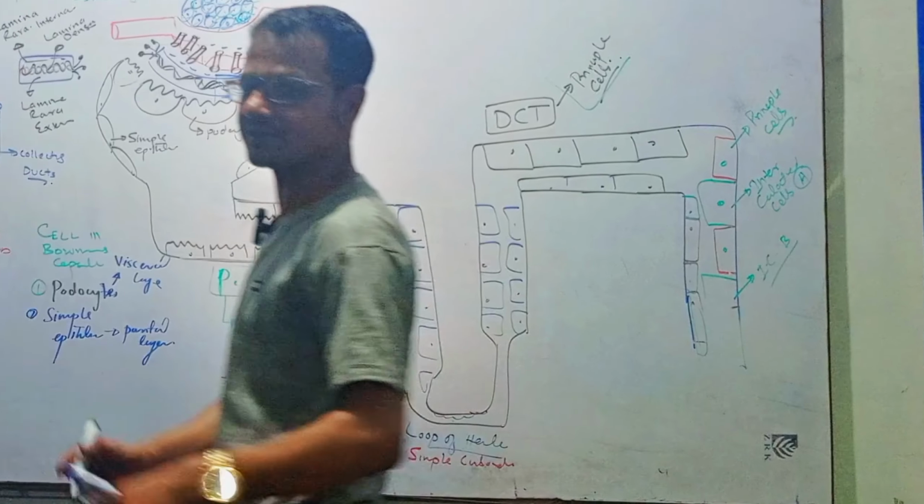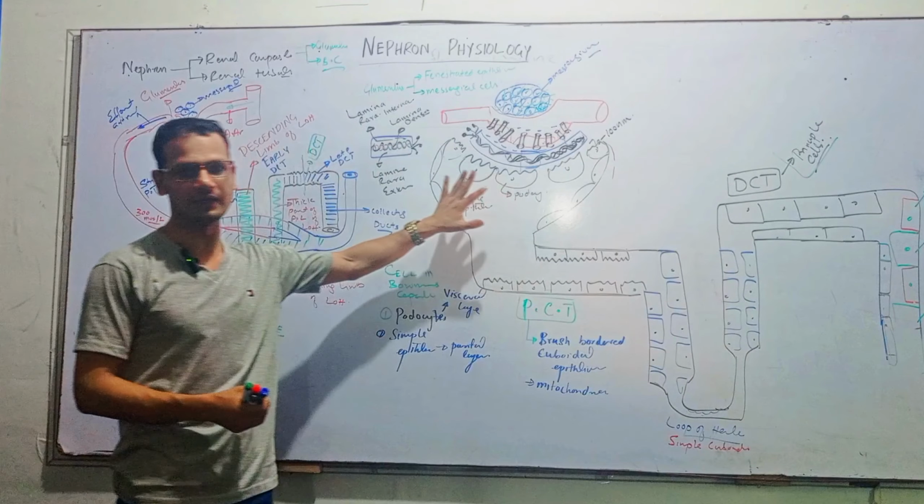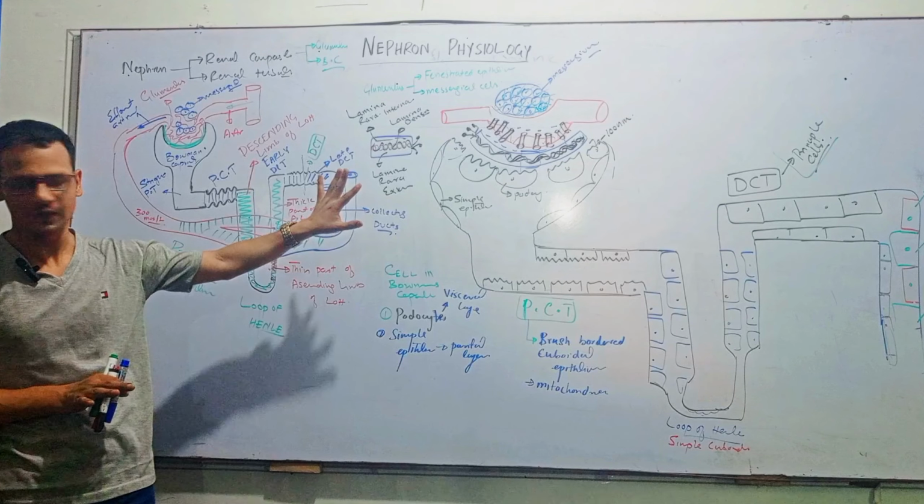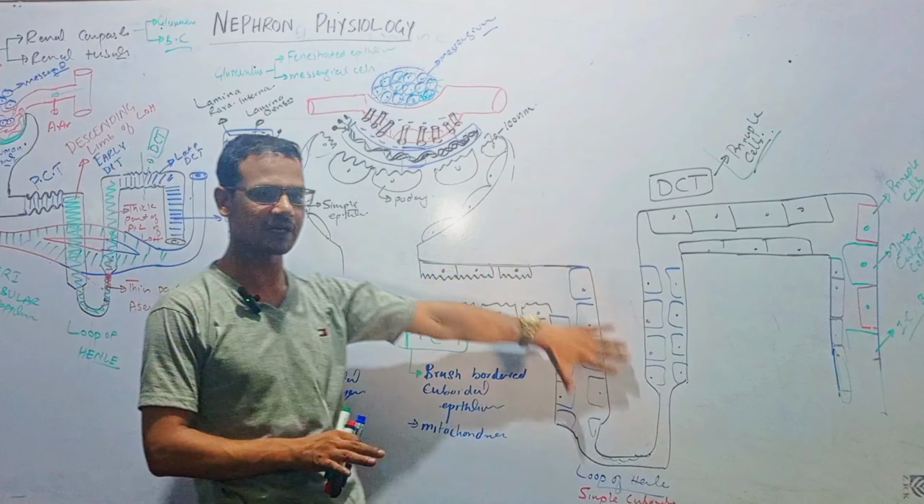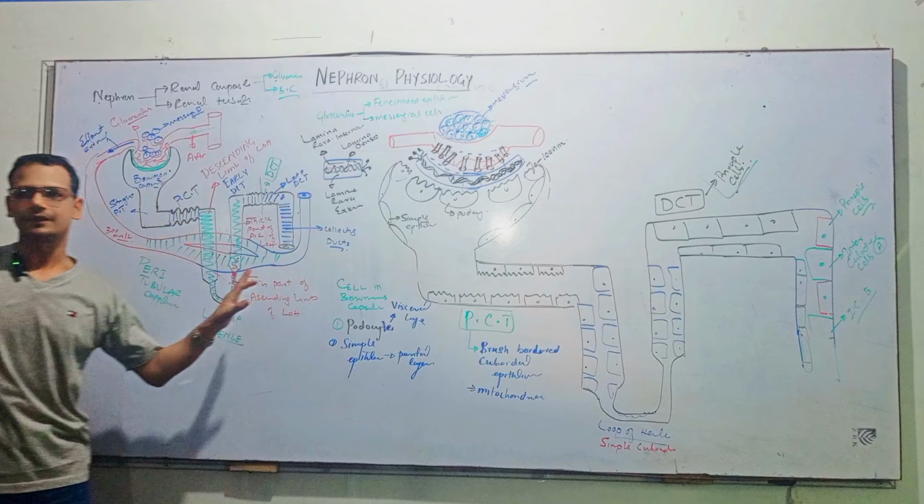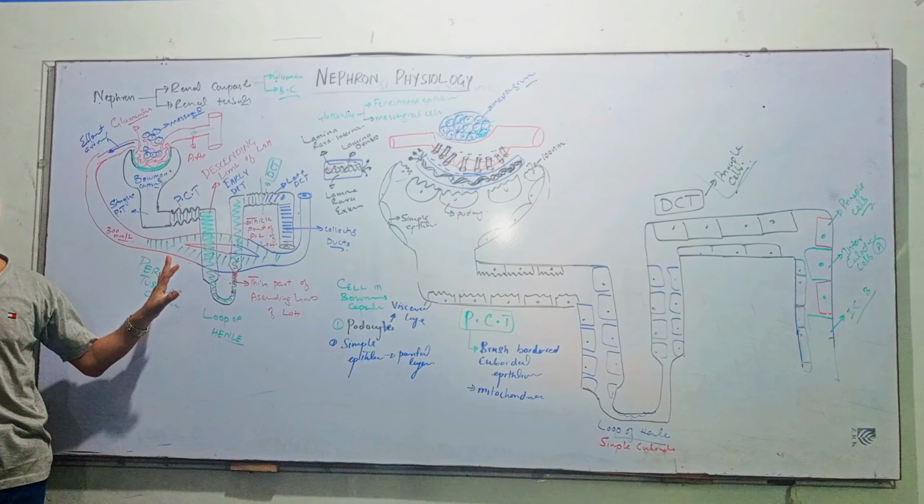We will discuss this. So these are the cell types present in nephron, right? Any confusion? Now we will go for the mechanisms that occur in all the parts of nephron, right?